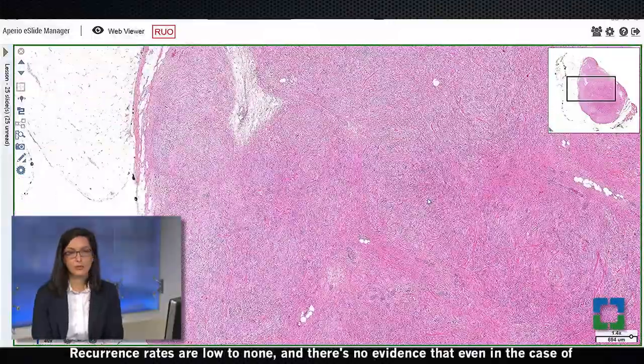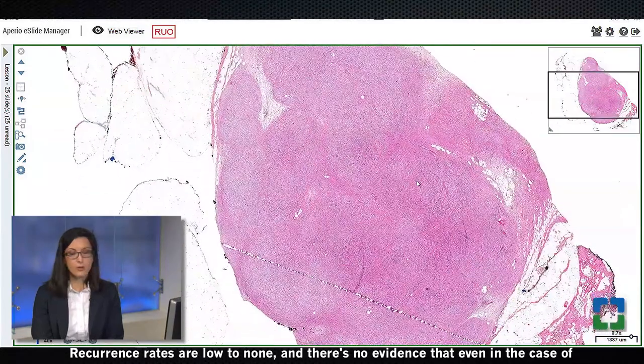Recurrence rates are low to none, and there's no evidence that even in the case of positive margins, there is increased risk of recurrence for these patients.